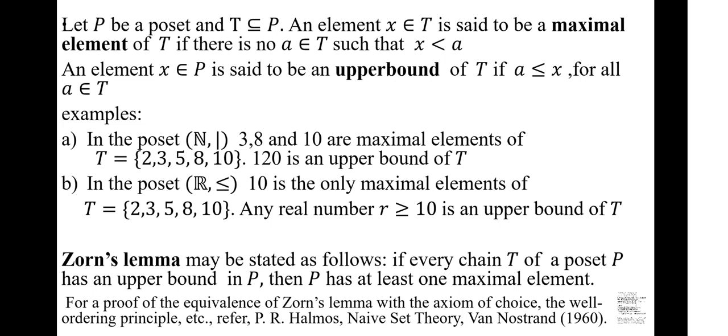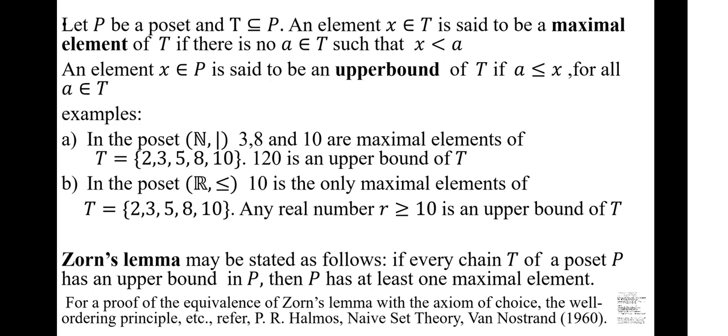At this point, the learner could try to make out the difference between the two definitions, keeping in mind that in a poset, two elements may not always be comparable. Look at the two examples here. The definitions will be clear to you with these two examples. As a first example, I have considered the set of all natural numbers with respect to division.